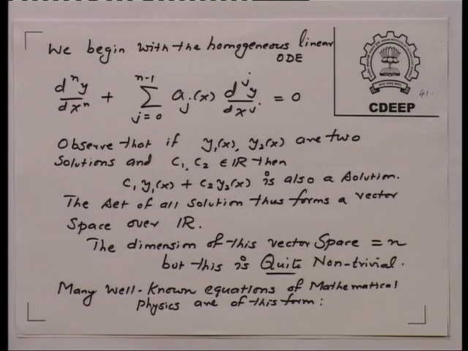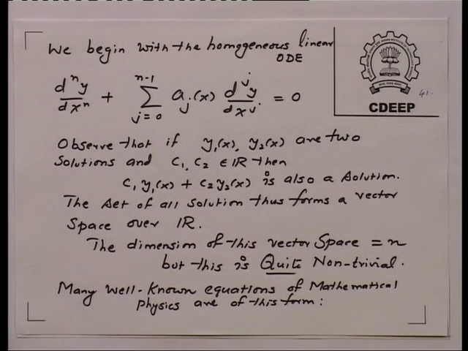equal to 0. So, this is a homogeneous linear equation. Now, if y1 and y2 are two solutions, then it is immediate that c1 y1 plus c2 y2 is also a solution. It is completely obvious, you simply substitute and check. So, this means that the set of all solutions of a homogeneous nth order linear differential equation is a vector space over the real numbers.